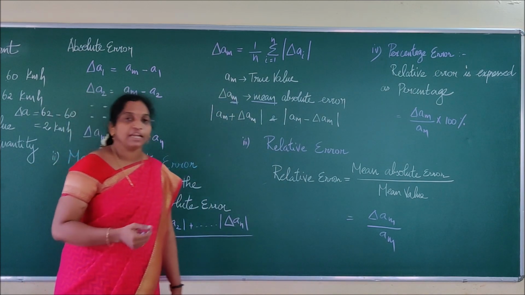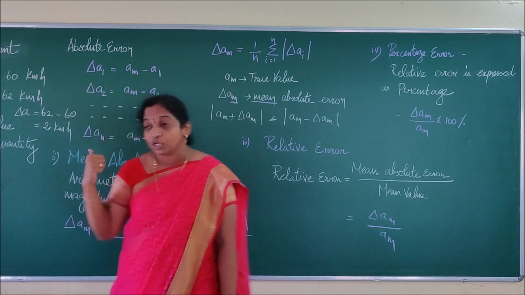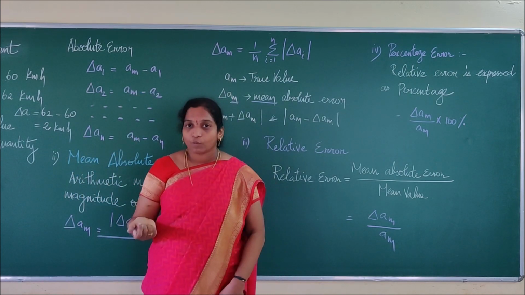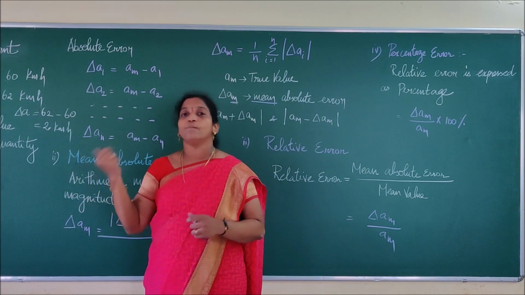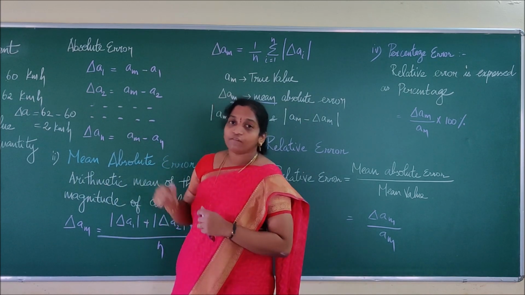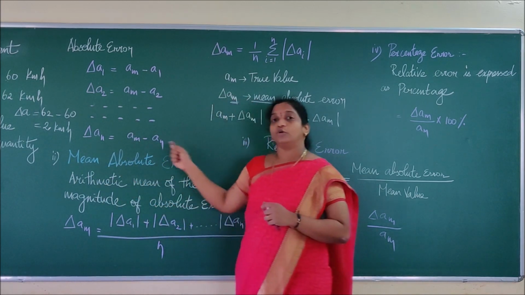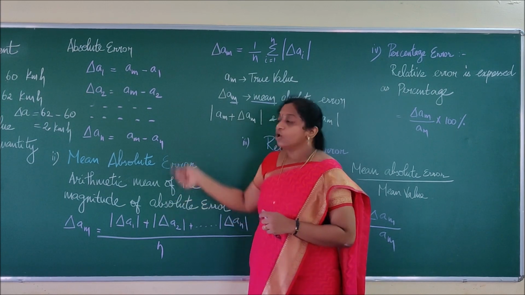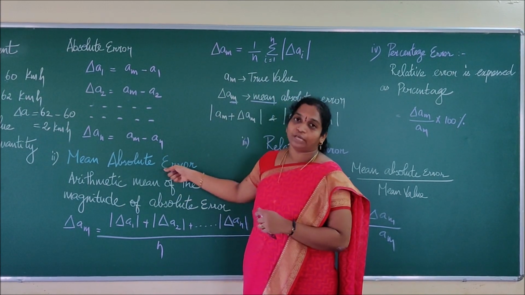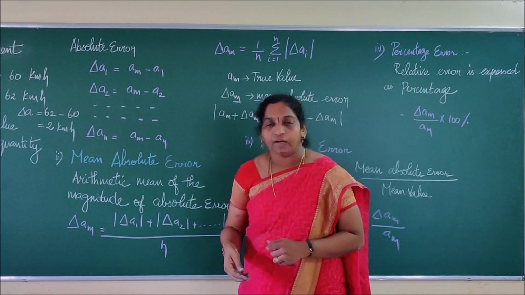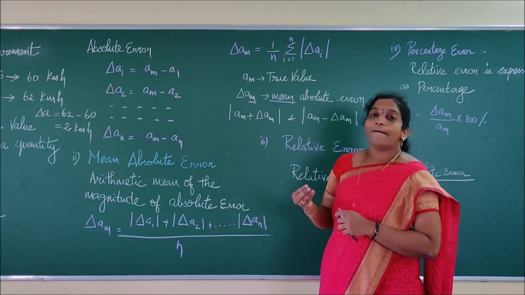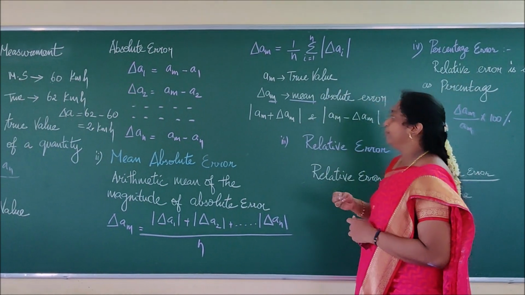So we have studied what? First one is absolute error. Absolute error is nothing but the true value minus the measured value. Then we went for the mean absolute error. What is the mean absolute error? Adding all the absolute errors divided by their number. Then we can say that is a mean absolute error. Right?